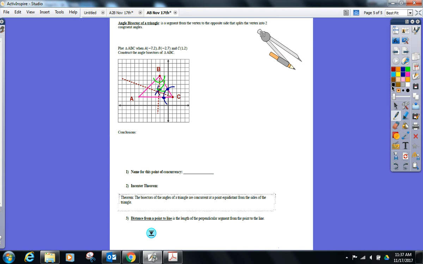And if you did a third one, because I know I didn't give you the biggest of triangles to work with, guess what would happen? They would all be concurrent. They would all intersect at the same spot. So the conclusion here, give you guys another couple seconds to finish up.